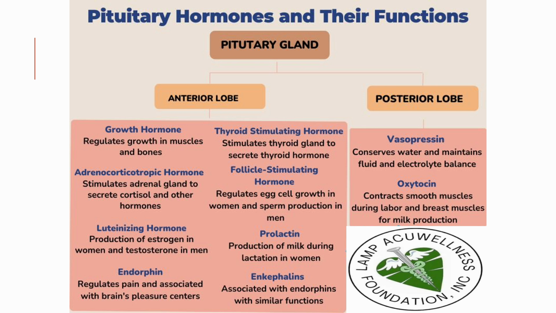The posterior lobe stores and releases 2 hormones: oxytocin and vasopressin. Oxytocin controls the smooth muscles to contract in the breast for milk letdown to take place, and it controls contractions of the uterus during labor. Vasopressin regulates osmolarity and water in the body.